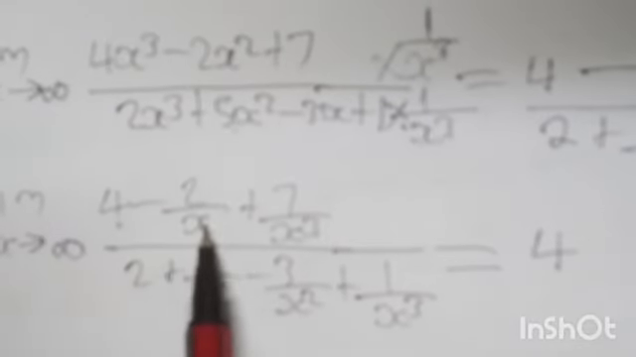Minus 2 over x will be 2 over infinity. 2 over infinity, the answer is 0. So it's minus 0 here. 7 over x to the power 3 will be 7 over infinity to the power 3. And I said infinity to the power any number is still infinity, so the answer will still be 0. So plus 0. Then on the denominator, we have the limit as x approaches infinity of 2, which is still 2.